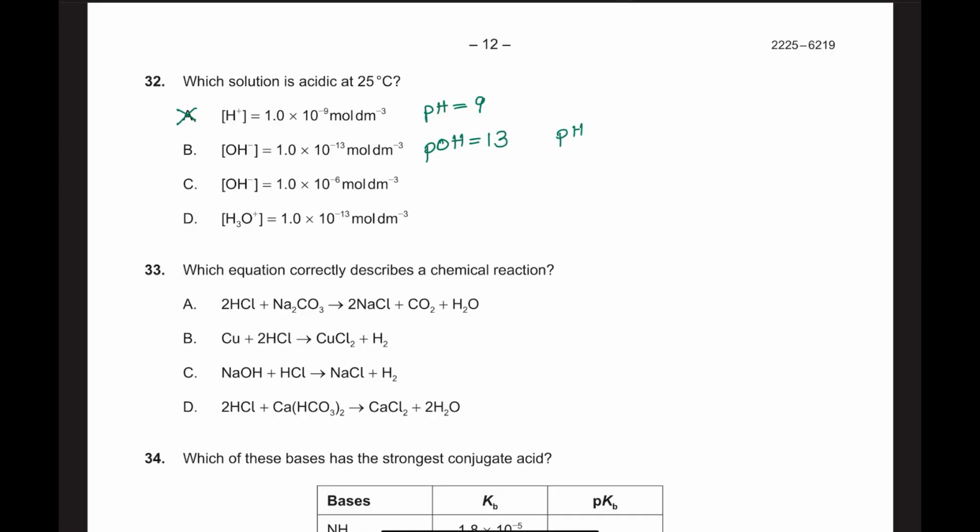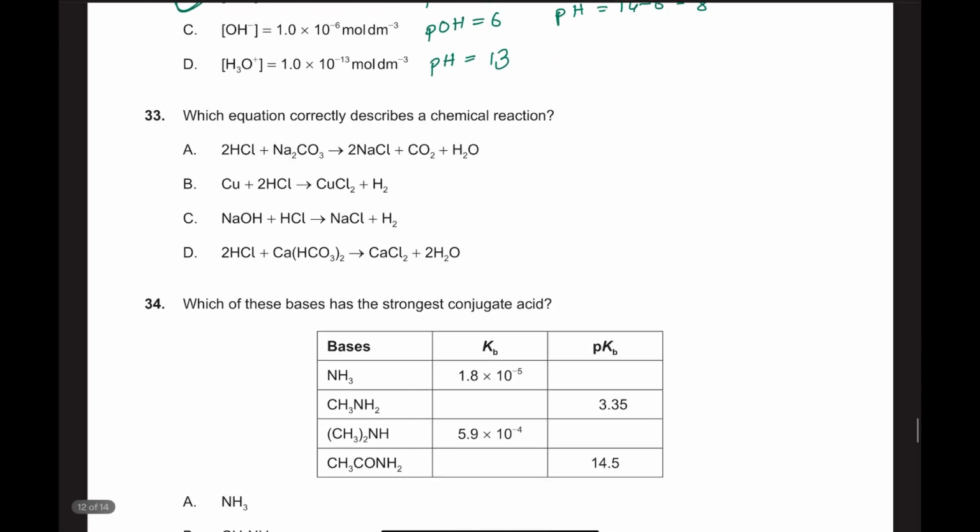So pH will be 14 minus 13, 1. This is very strongly acidic. Answer should be B. Let's check the other ones. pOH will be 6. pH will be 14 minus 6, which is 8. Then pH of H3O+ would be 13, which again makes the solution basic. Answer would be B for 32.